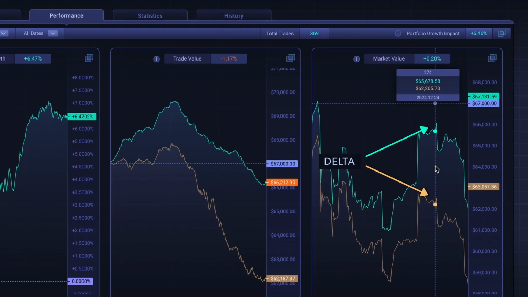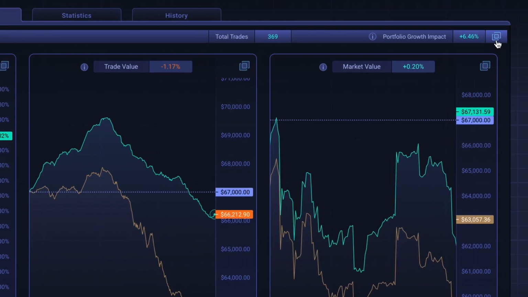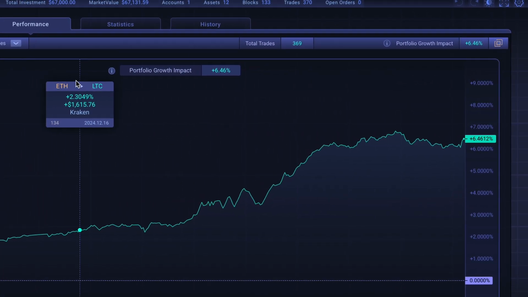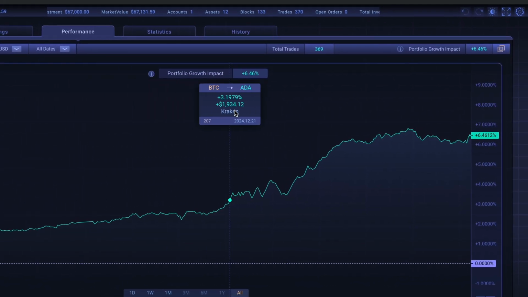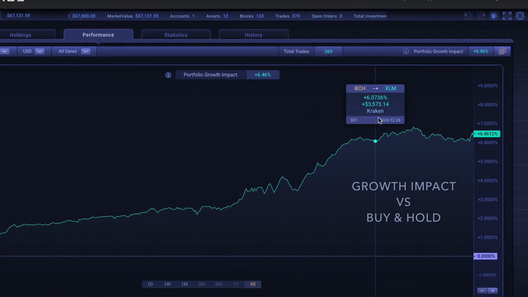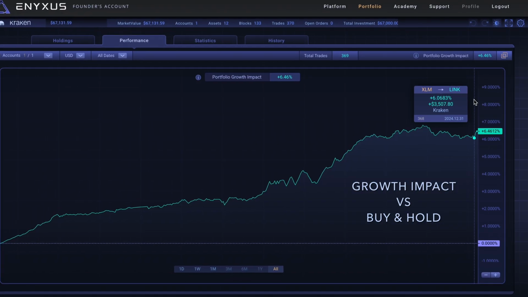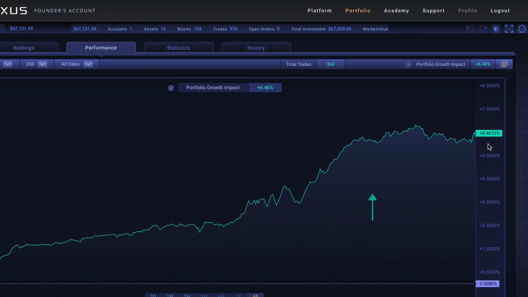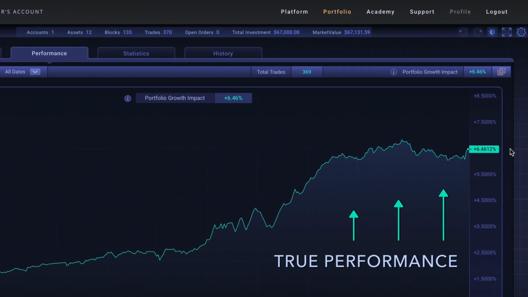To view the delta between these two lines represented as a single line, let's go ahead and click here. This is the portfolio growth impact graph, which provides a clear visualization of how the consistent unit increase of our assets over the past month has impacted the value of our account compared to a buy and hold scenario, regardless of fluctuations in the overall market. At Enixis, we define this incremental growth as the true performance of our trading account.